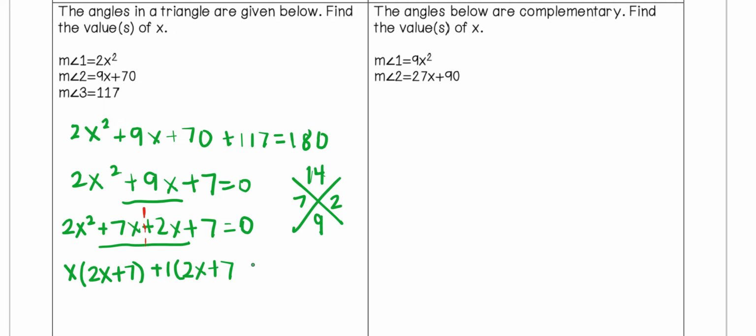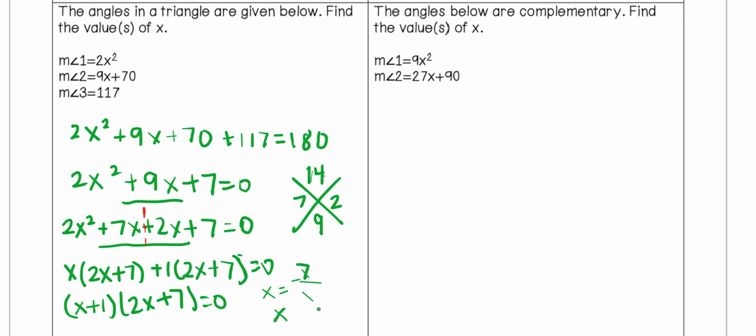So what that leaves us with then, once we set them equal to 0, is x plus 1 times 2x plus 7 equals 0. And our two solutions for x then become negative 7 over 2, and x equals negative 1. And those are our two solutions here.